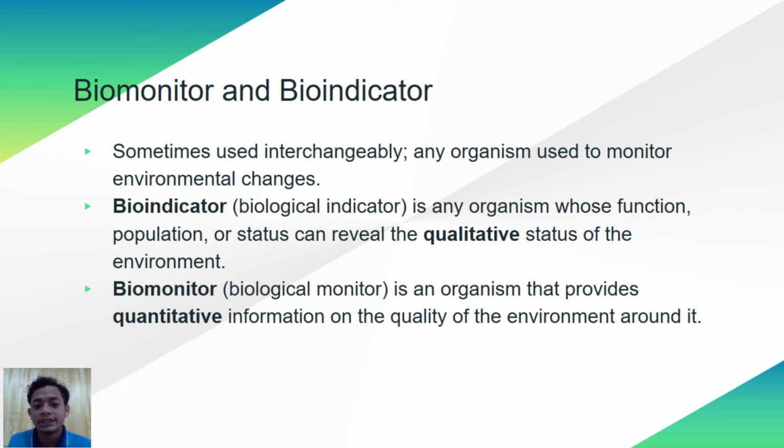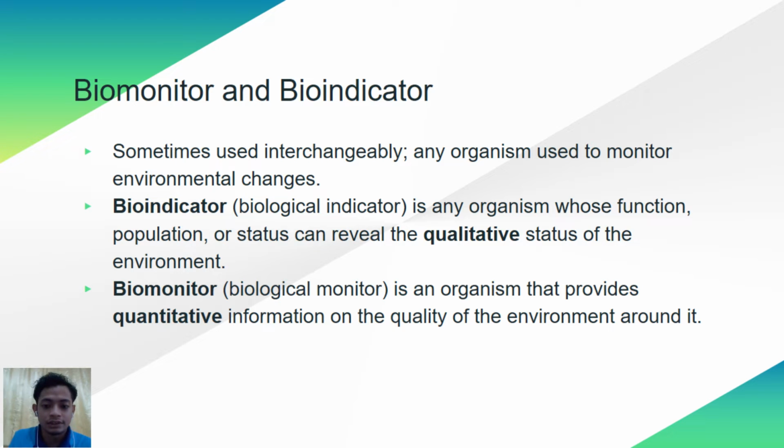So for bioindicator or biological indicator, it refers to any organism whose function, population or status can reveal the qualitative status of the environment. While for biomonitor or biological monitor, it is an organism that provides quantitative information on the quality of the environment around it. So what's important here is bioindicator reveals the qualitative status, while biomonitor provides quantitative information.